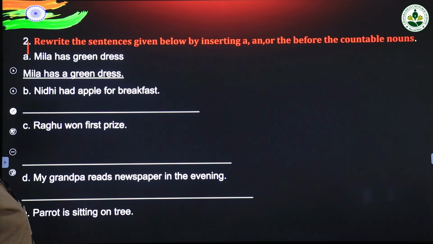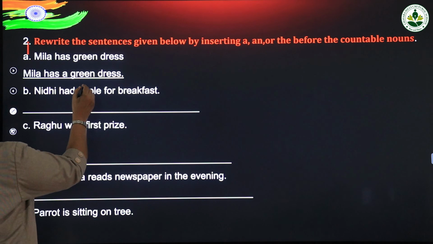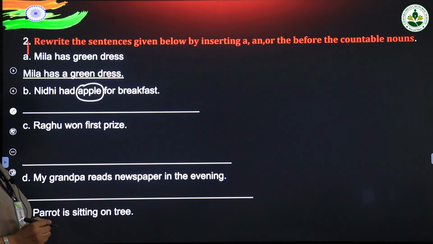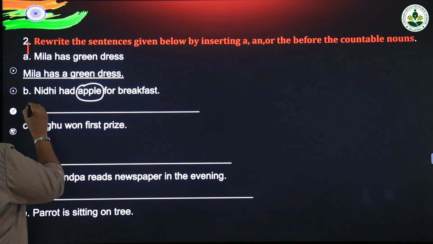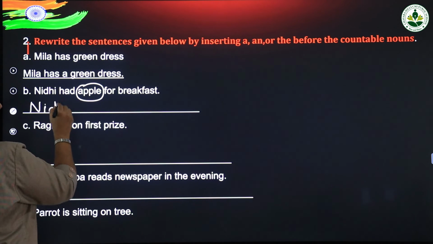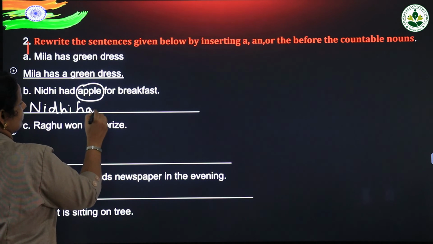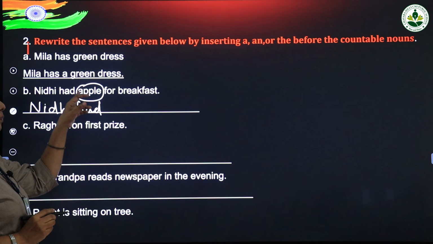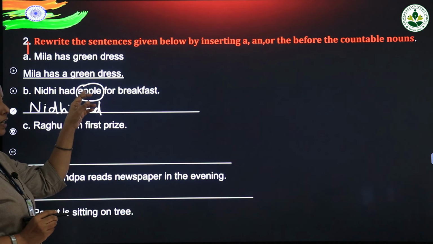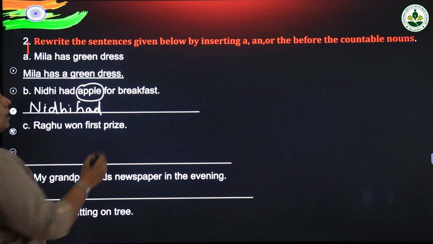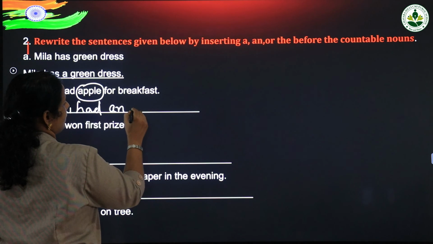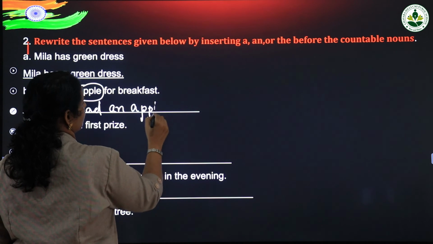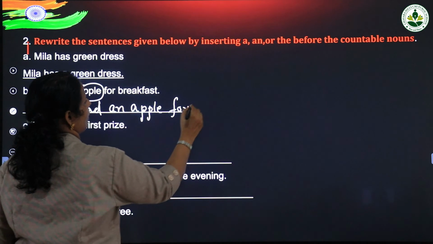Then the second sentence is, Nidhi had apple for breakfast. In this sentence there is no a, an or the before the countable noun. So what is the countable noun here? Yes, apple is the countable noun. Shall we rewrite this sentence? Okay. Nidhi, N-I-D-H-I, Nidhi had. The countable noun is apple. So apple begins with the letter a, a vowel sound. So of course before apple we have to add an. Nidhi had an apple for breakfast.